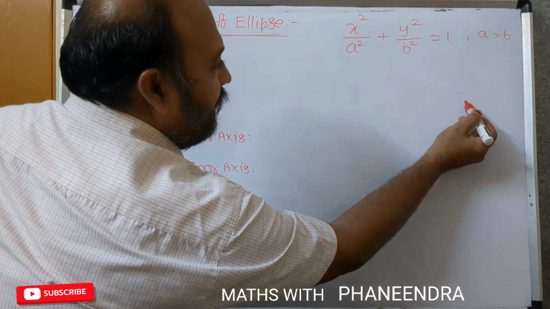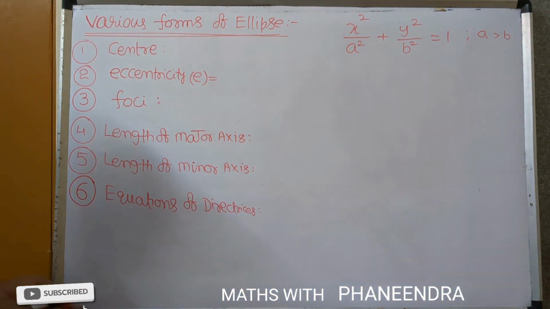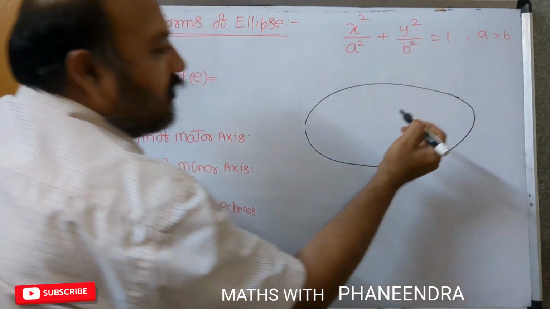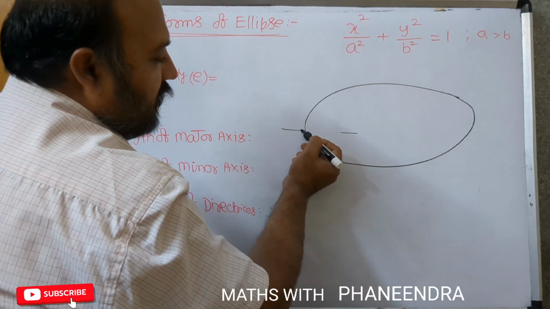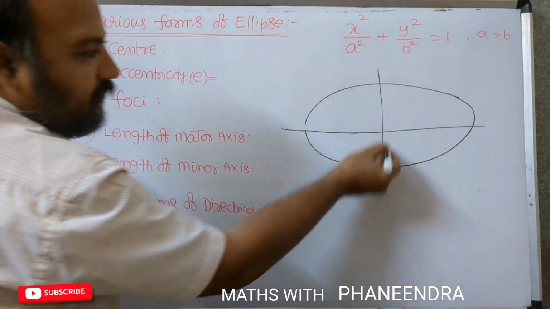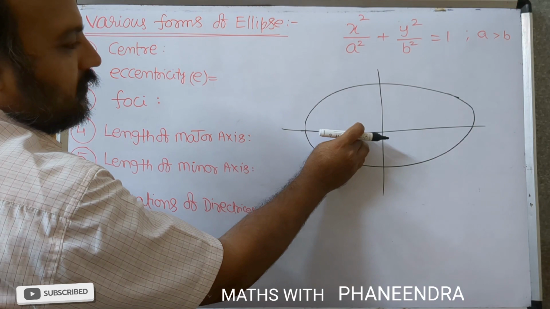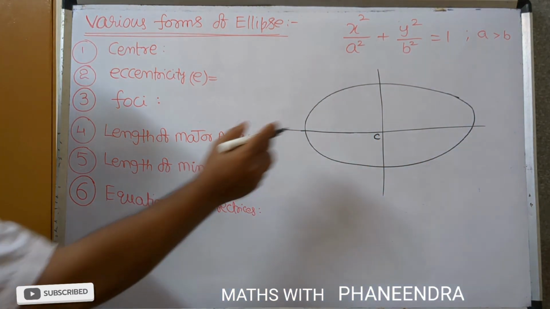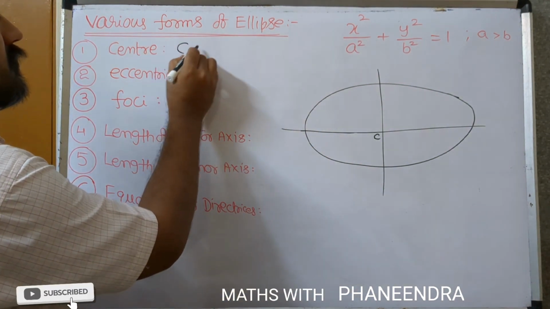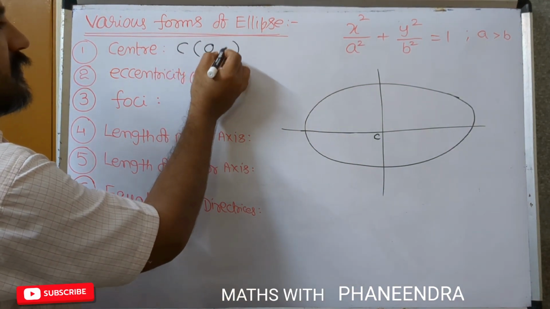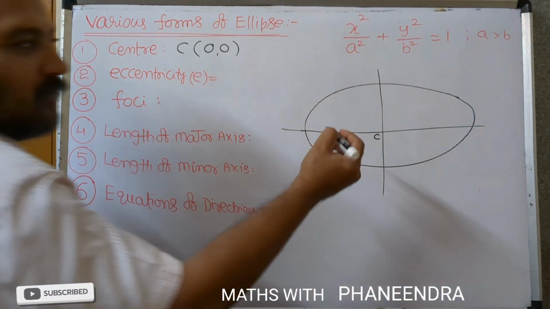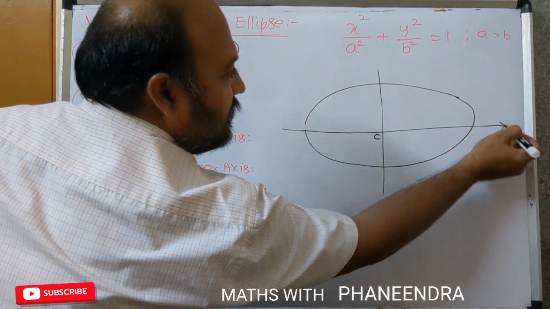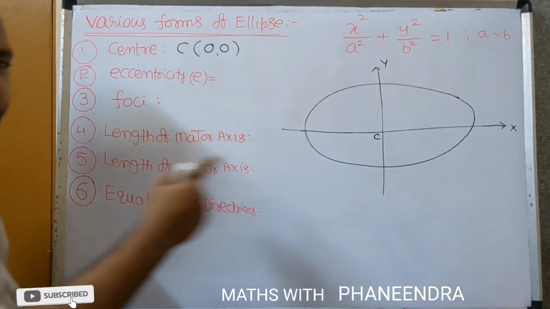I will draw it here. Observe carefully. This is a horizontal ellipse, not an exact figure, but you can understand it a little. This is the center of the ellipse. The center of the ellipse for the standard equation is always (0, 0). So the center is the point of intersection of the x-axis and y-axis. I hope everyone understands that.